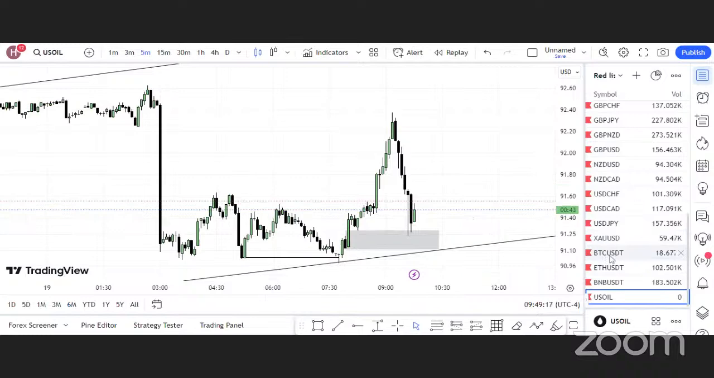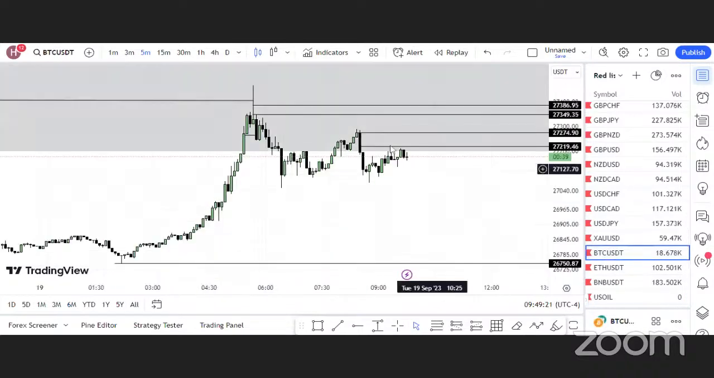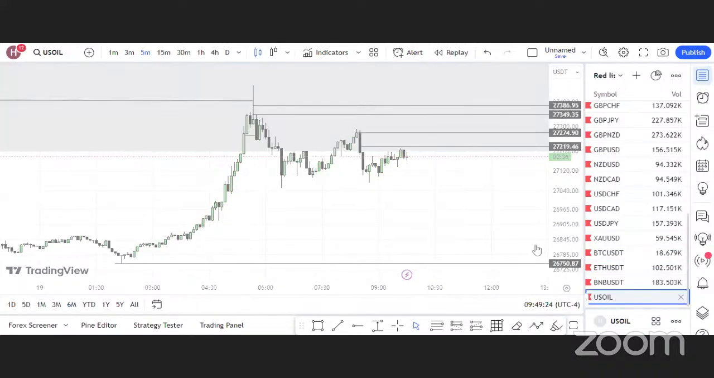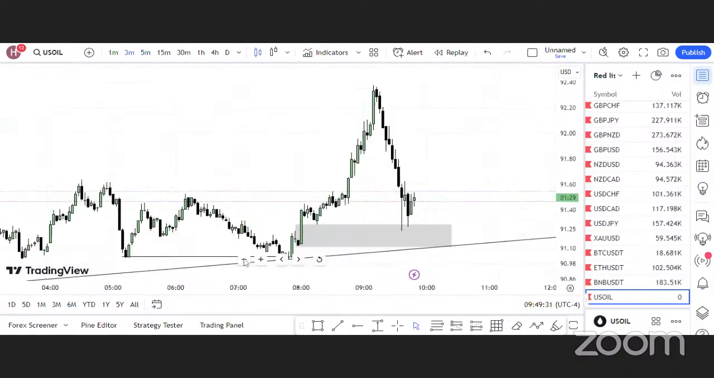Let's take a peep on the BTC USDT. Okay, our entry is not yet triggered. So let's go back to the US oil and see if we can get our perfect entry on this.